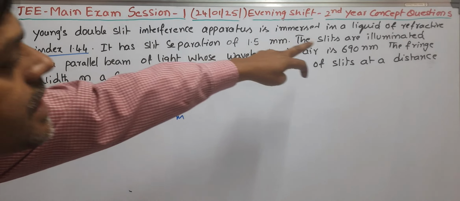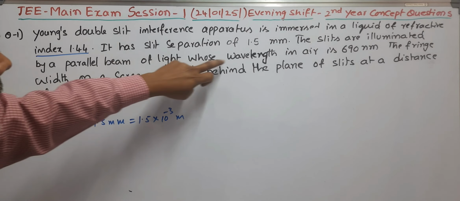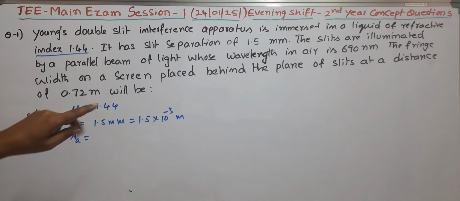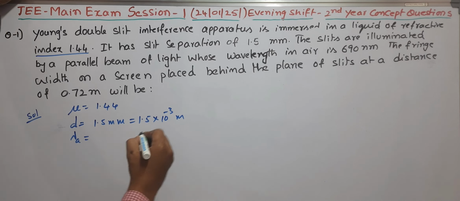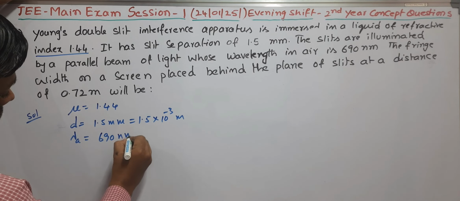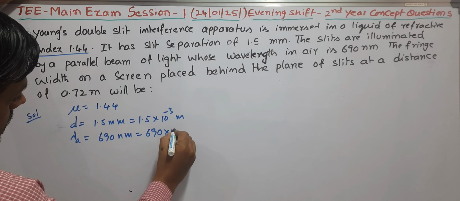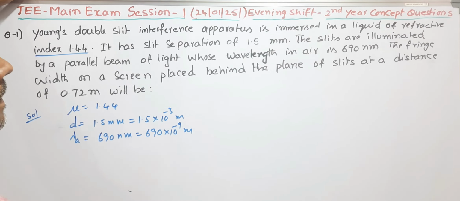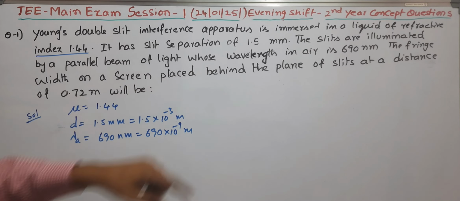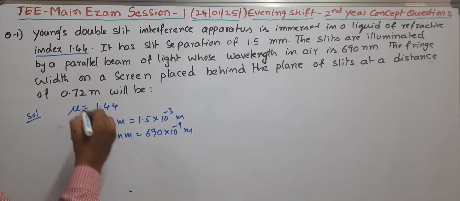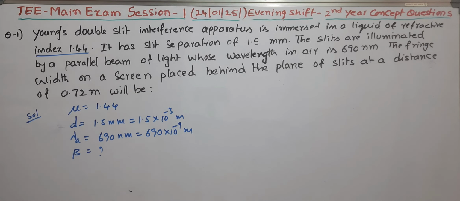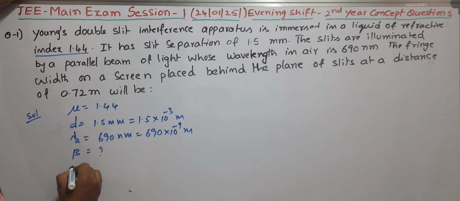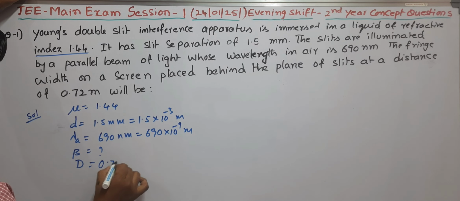Isn't it right? The slits are illuminated by a parallel beam of light whose wavelength in air, if the apparatus is used in air, what is the wavelength of light? 690 nanometer, means 690 into 10 power minus 9 meter. The fringe width, beta, on a screen placed behind the plane of slits at a distance of capital D is equal to 0.72 meter.